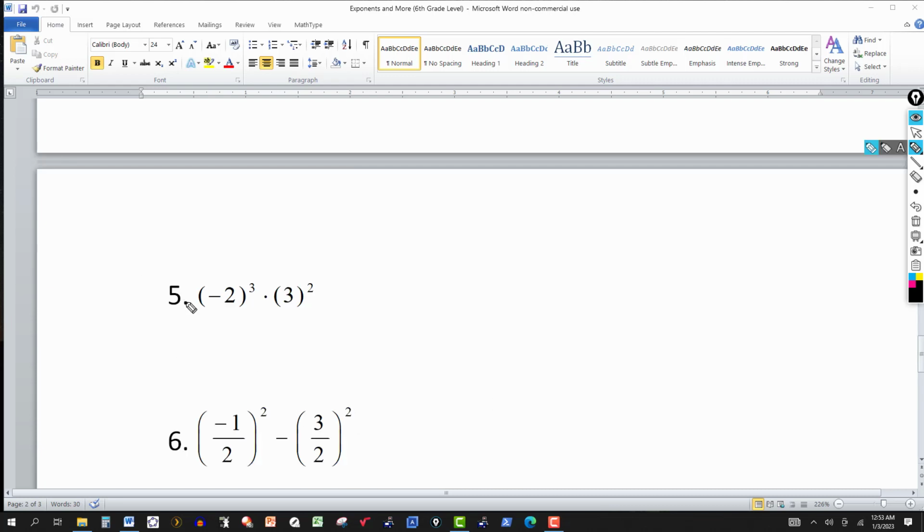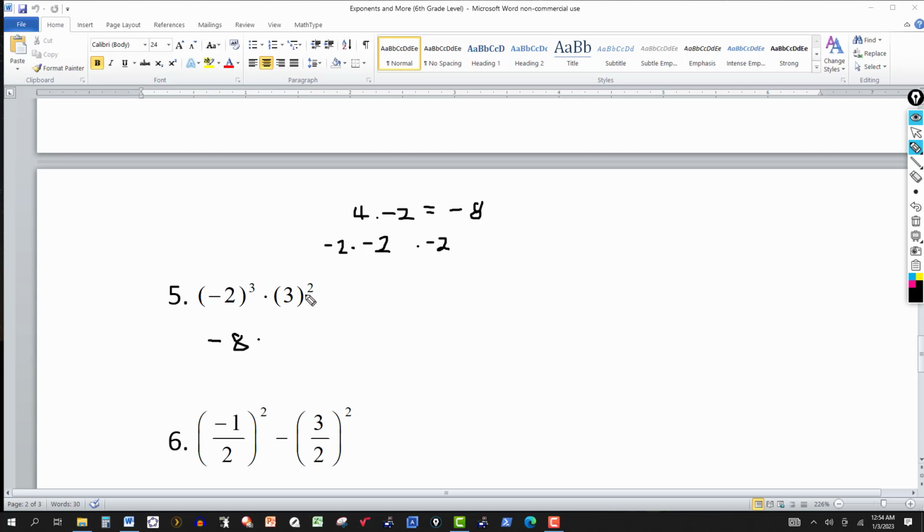Okay, the next one we have 5 and we have negative 2 to the third power. So this is all multiplication. But we need to figure out what all these exponents are first. So first we find negative 2 to the third, and then find 3 to the second, and then figure the final answer. So negative 2 to the third, remember I have parentheses on the negative also, so it's 3 factors of negative 2. So negative 2 times negative 2, two negatives multiplied is a positive 4. Times the negative 2 again, I get negative 8. So this is negative 8.